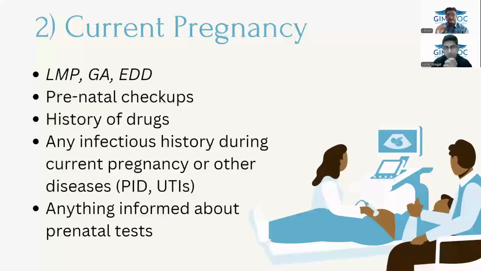So these are the 3 major key points that you need to calculate if you're taking history, because any consultant you go to will definitely ask these 3. And if you haven't done it, that doesn't look good. So the main 3 things are LMP, gestational age, estimated delivery date. Then you ask them about any prenatal checkups. What checkups have they done? When have they done it? Have they stuck to the dates of the checkups?